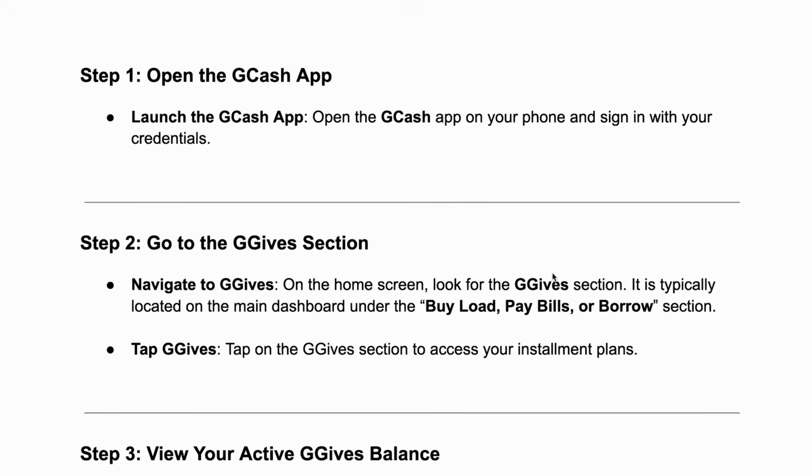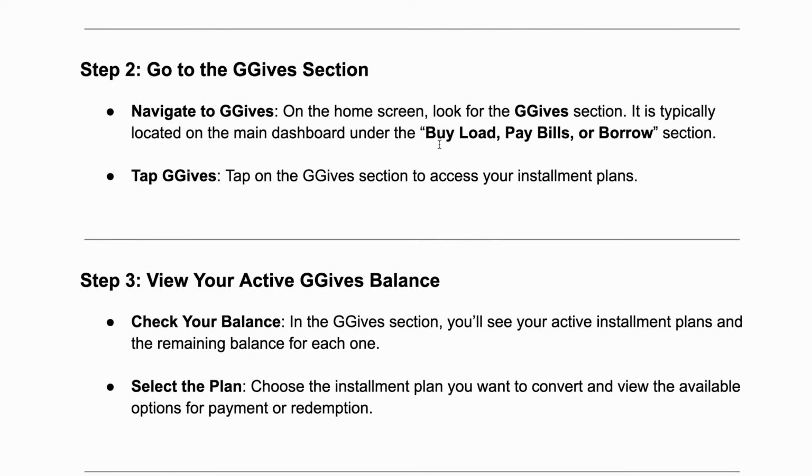How to convert GGives to GCash without GPO. First, you want to launch the GCash app and log in using your credentials. Then go to the GGives section. So navigate to GGives. On the home screen, look for the GGives section.